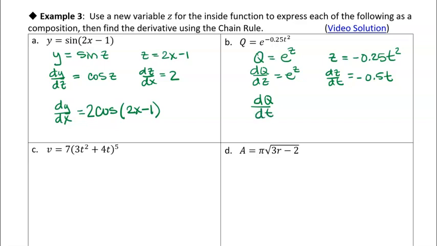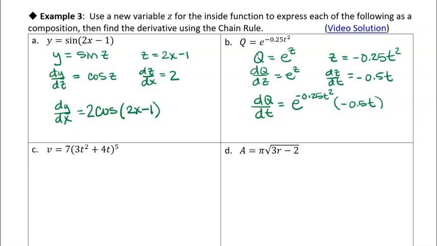Now we're finding the derivative of q with respect to t. We take dq/dz, that's e to the z, but I'm going to replace z with what z is, which is negative 0.25 t squared. So you see how in the derivative of the outside function, you just leave the inside function as it is, and then you multiply that times the derivative of the inside function. Those two things are multiplied together.